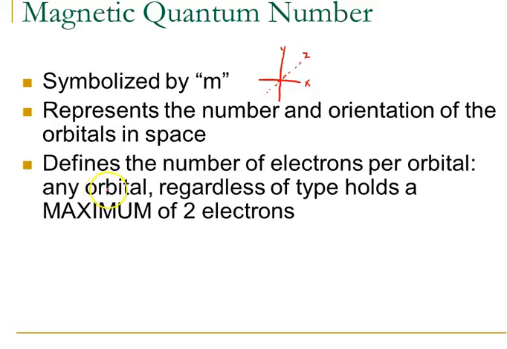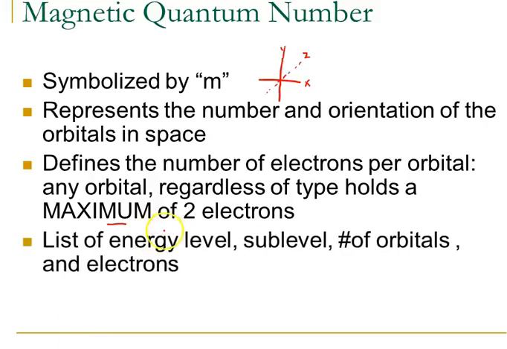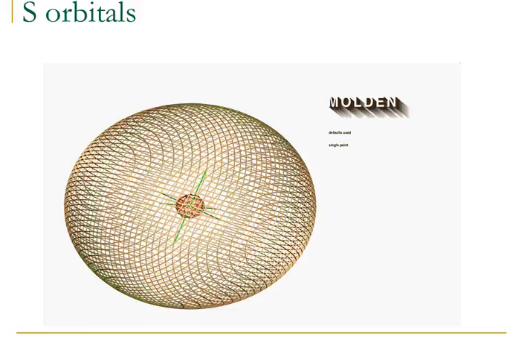It defines the number of electrons per orbital also, and any orbital regardless of type, and we have multiple types, but every individual orbital can hold a maximum of 2 electrons. And now we're going to list the energy levels, sublevels, and number of orbitals and electrons. Okay, first with s orbitals.